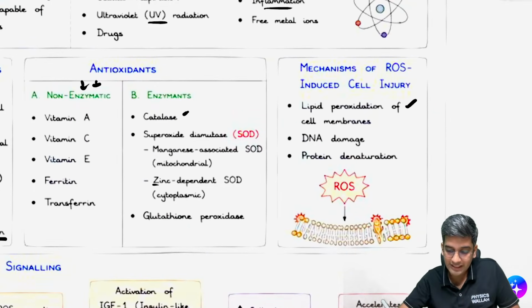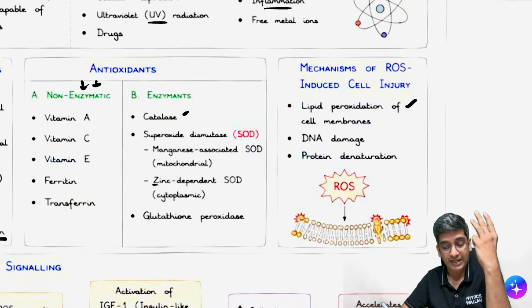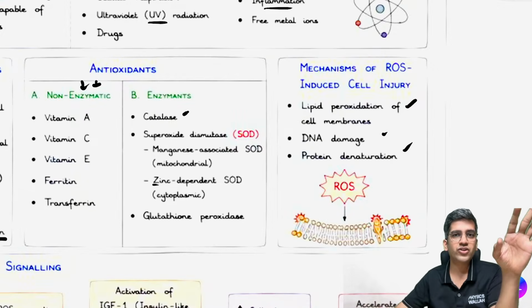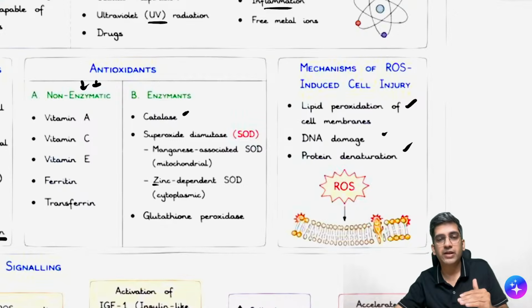It can destroy the lipid, the cell membrane will be damaged. It can damage the protein, it can damage the DNA. In short, it will cause necrosis, that's all. It will cause cell death. So I have to make sure my inflammation is the bare minimum.